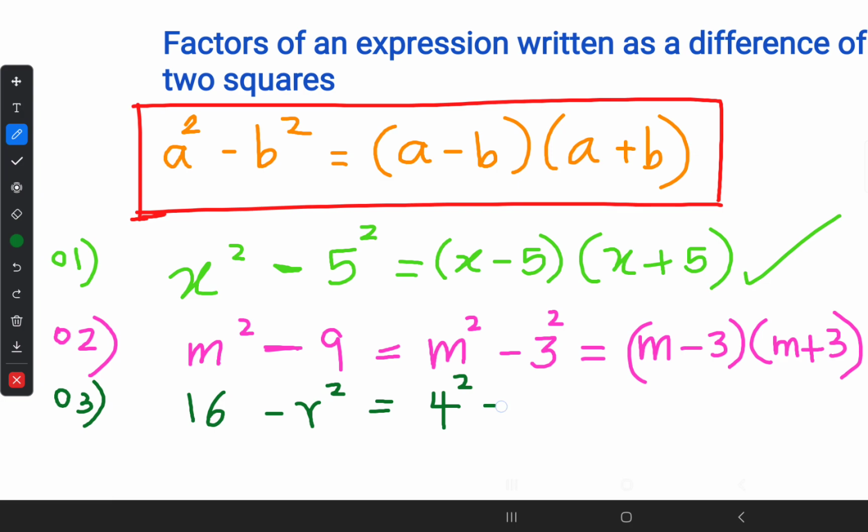You already have a better idea about square numbers, so you should use them. 16 is 4 square minus r square. Look at this type. Both are square numbers. In between we have a negative mark. In this case, you can express it as 4 minus r, a factor. Another one is 4 plus r, a factor. That's all. So now you know the basic.